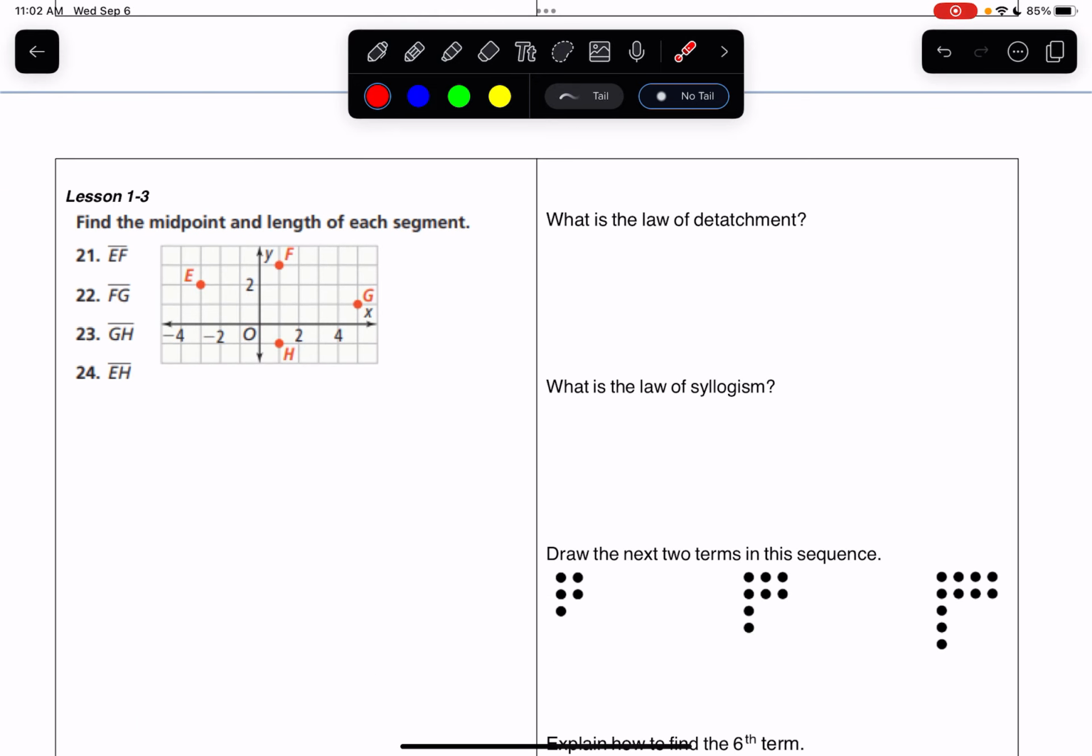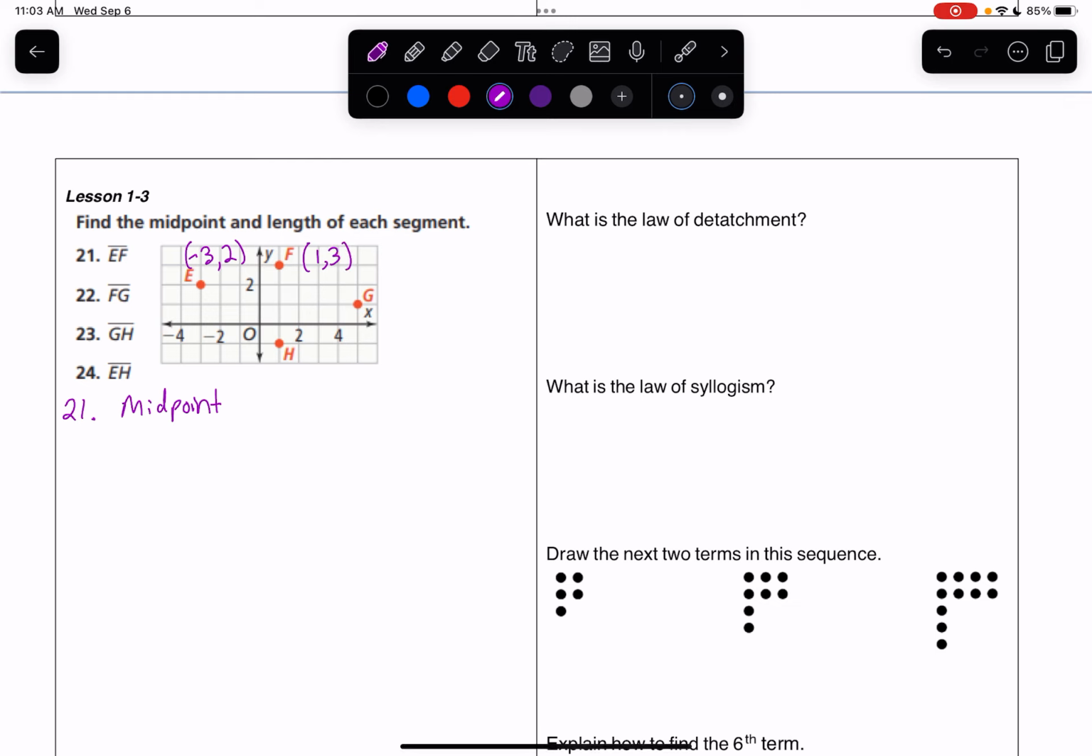Number 21 through 24, find the midpoint and length of each segment. So there's quite a lot of work to do in this one. I will go ahead and do 21, and then I will show you the answers for 22, 23, and 24, because all of these will be the same type of problem. So 21 here, we'll find the midpoint first. And so we'll need to know what the coordinates of E and F are. And it looks like E is at negative 3, 2, and F is at 1, 3.